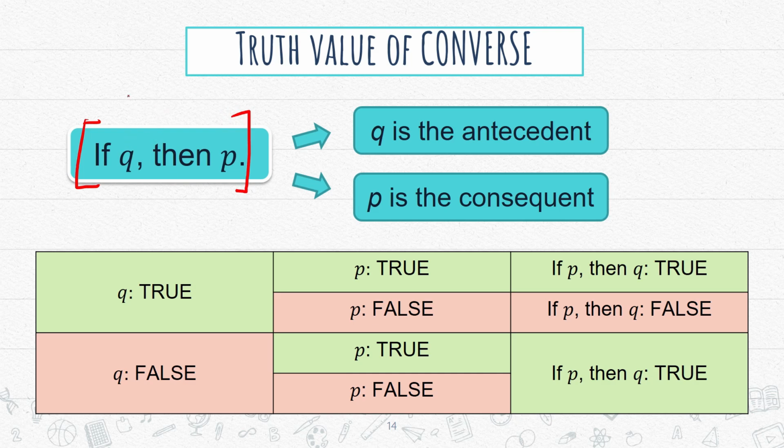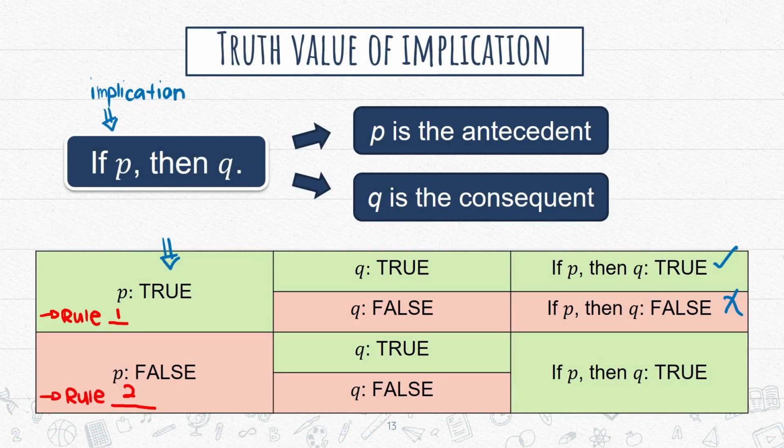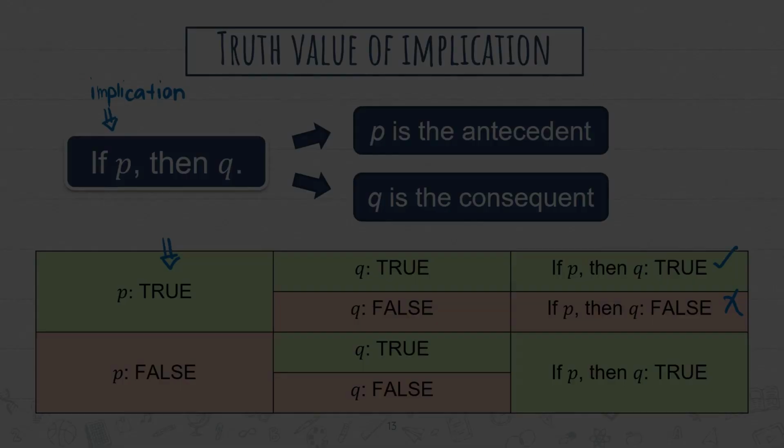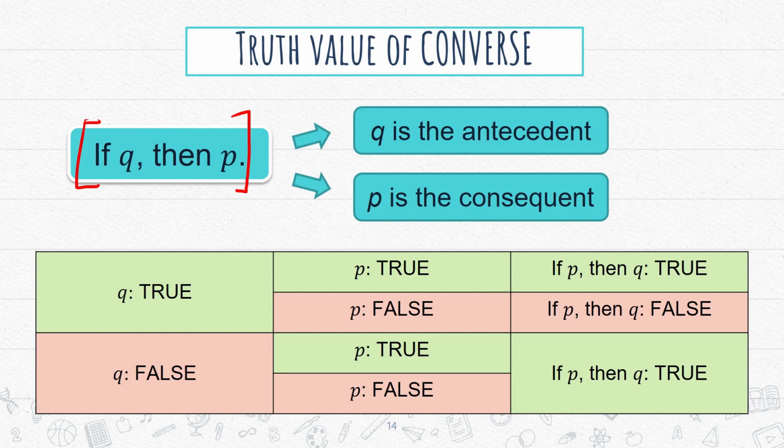It is the reverse from the implication. And then from this converse, we can determine that Q is the antecedent and P is the consequent. Okay, it's the reverse. Now for the converse, Q is the antecedent, P is the consequent. For the implication just now, P is the antecedent and Q is the consequent, but the converse is the reverse from the implication.